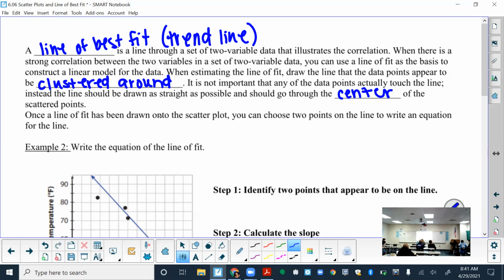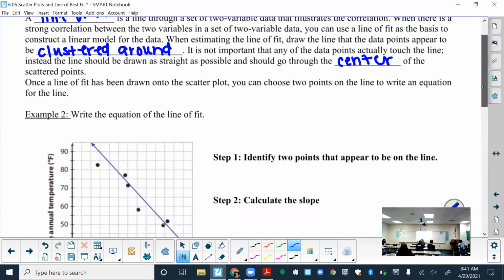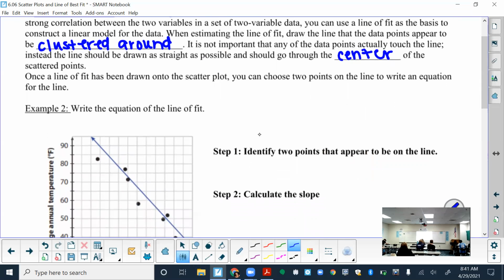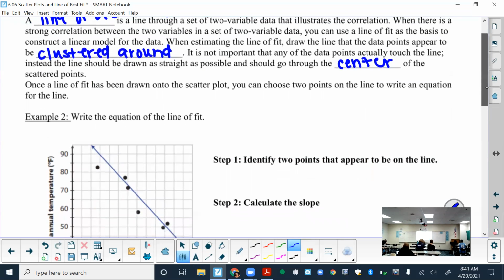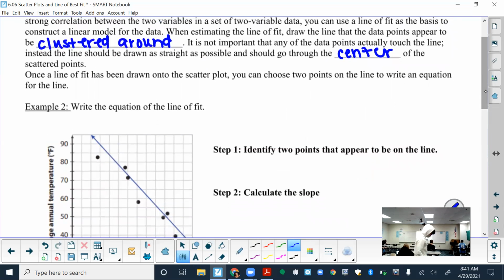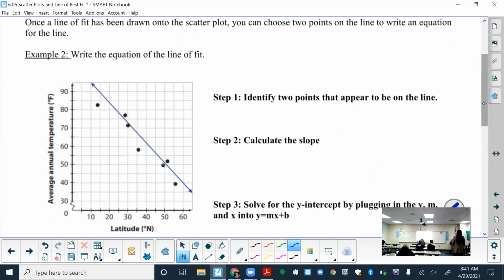Once a line of fit has been drawn on the scatter plot, you can choose 2 points on the line to write an equation for the line. All right, so step 1, we already have the trend line drawn out for us. But even if it wasn't drawn out for us, just draw a line through the center of the data. Maybe use the edge of your paper or a ruler. So draw it as straight as you can. And you're going to identify 2 points that appear to be on the line. And that doesn't mean that it has to be actual data points. Just 2 points that are on this straight line.